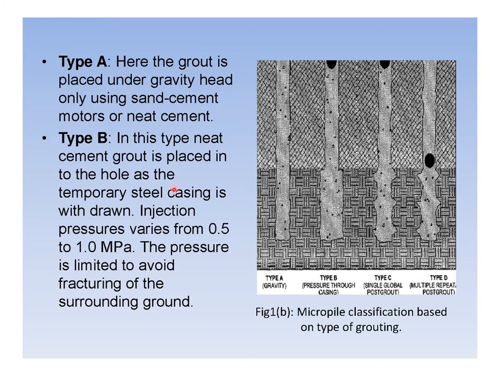So here you can see that this is the type A case. This is the type B, where the pressure is being used to inject the grout. And similarly, this is the type C and this is the type D. And you would find the description of these C and D types on the next slide.